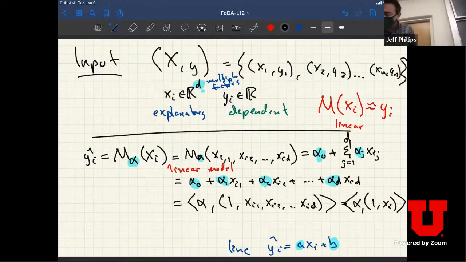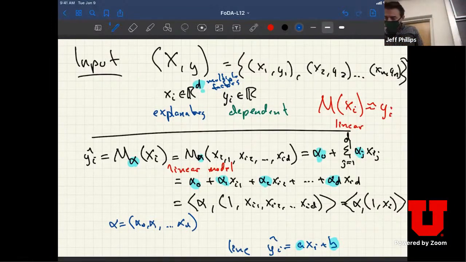So what is alpha in this case? Alpha is going to be alpha 0, alpha 1, up to alpha d. What is the dimensionality of alpha? I can think of alpha as a vector now. What's the dimensionality of alpha?